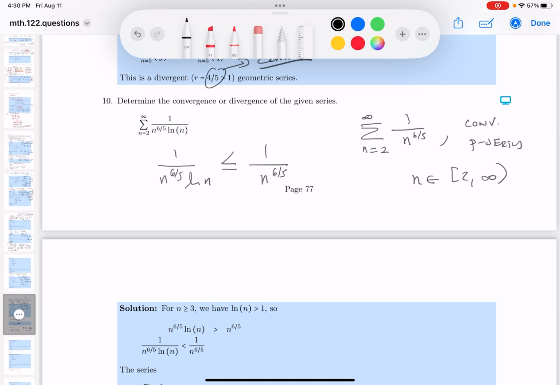And before I do that, I want to point out that these are positive term series. So I can multiply both sides by the LCD. What's the LCD? n to the 6/5, ln n. I put this down, n to the 6/5, ln n. What are you left with? Well, on the left side, you're left with 1. On the right side, what do you have? You're left with ln n.